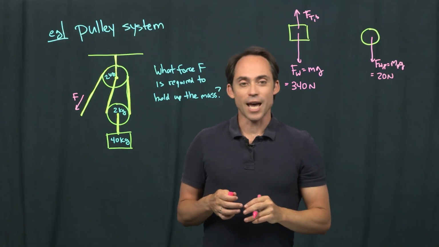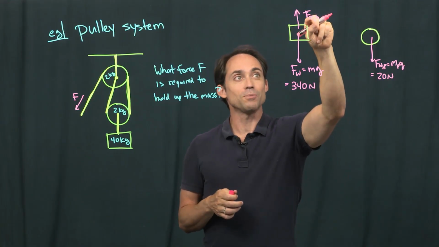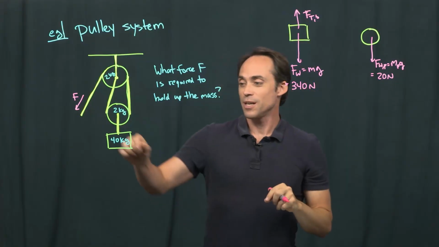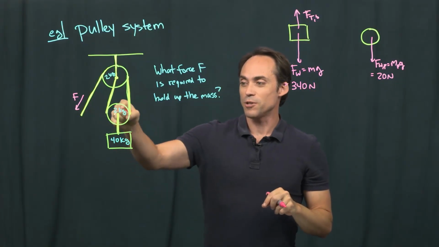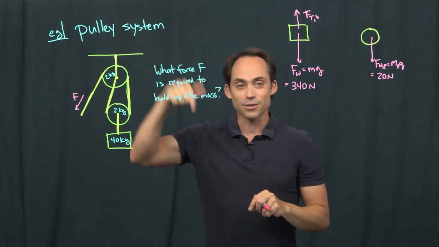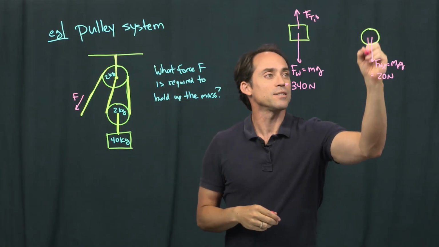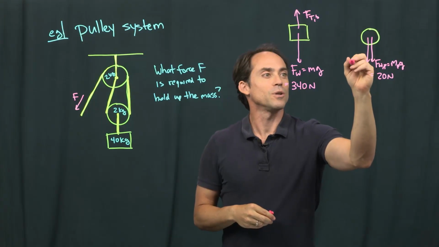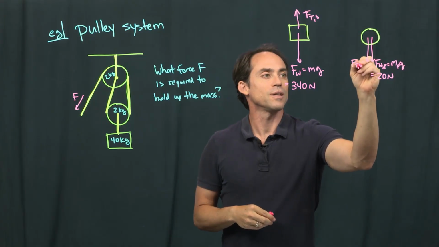Now we can also look at the action-reaction pair for this tension force that's holding this block on. That tension runs across the whole rope, and it's also attached to the pulley, and it's going to pull down because it goes towards the string. So we've got a second downward force, which is our tension that goes to the block.